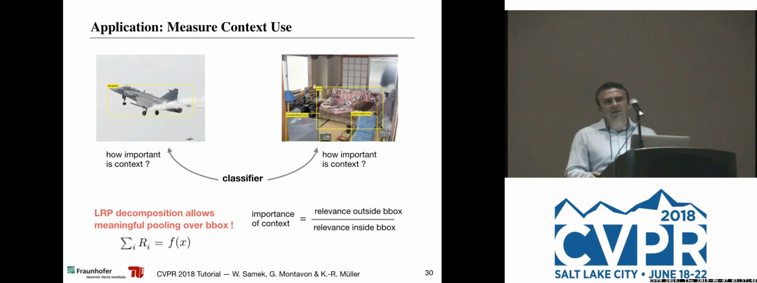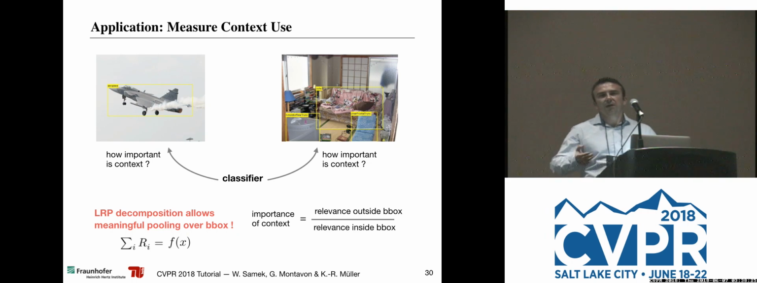People always hypothesized that for some classes like airplanes, context is maybe not so important, whereas for other categories context could be more important because it's much harder to identify the object itself. But we can quantify it. With the relevances, we can see how much context information is used. And the nice thing about LRP is that it decomposes the classification decision, so it allows us to meaningfully pool over this bounding box.